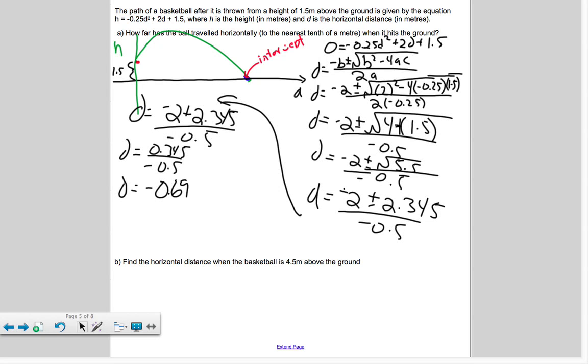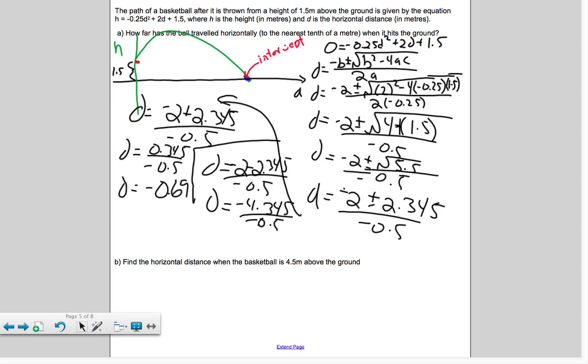The other answer we have is D is equal to negative 2 minus 2.345 divided by negative 0.5. So that's negative 4.345 divided by negative 0.5. So D is equal to roughly 8.69. But we want to round to the nearest tenth, so that's really 8.7.